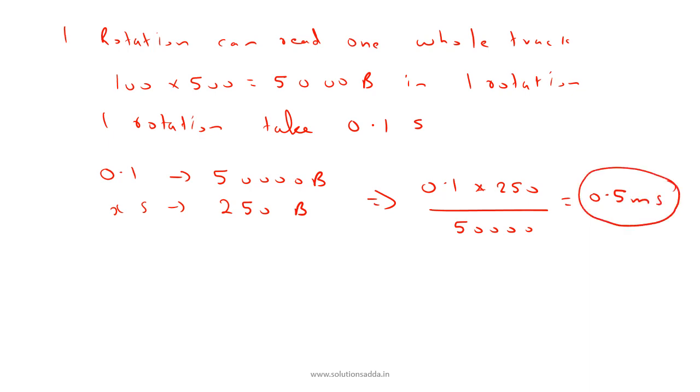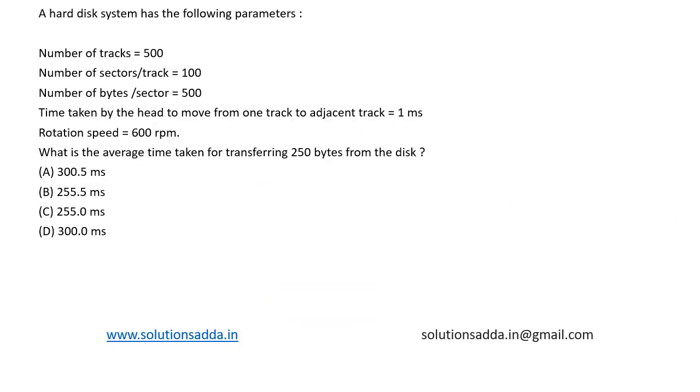So average time to transfer is the sum of average seek time, that is 249.5 milliseconds, plus average rotational delay, that is equal to 50 milliseconds, plus time to transfer the data, that is 0.5 milliseconds. This is equal to 300 milliseconds. So let's see the options. Based on the options, option D, 300 milliseconds, is the right choice.